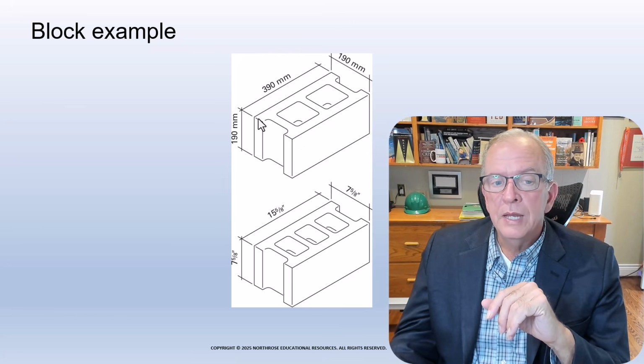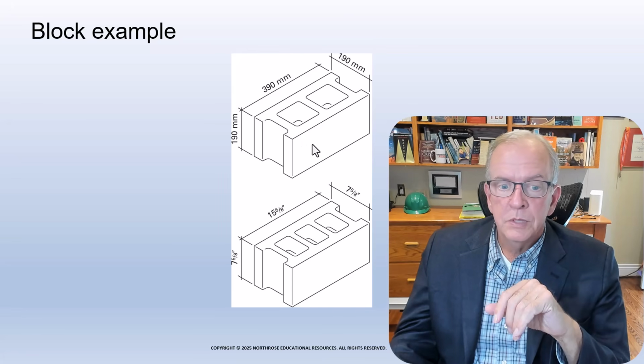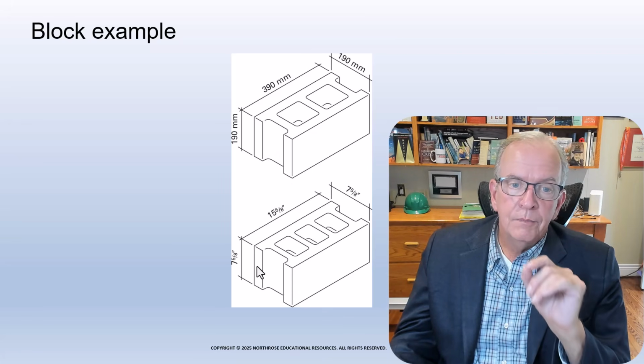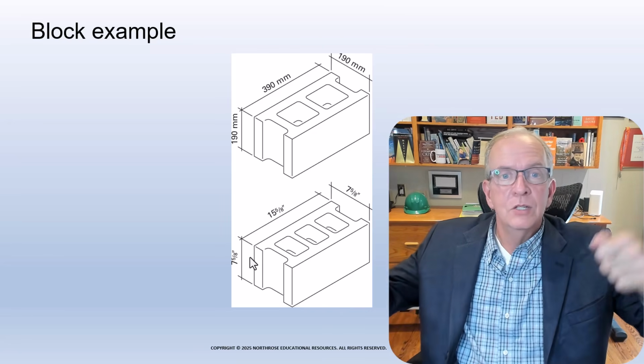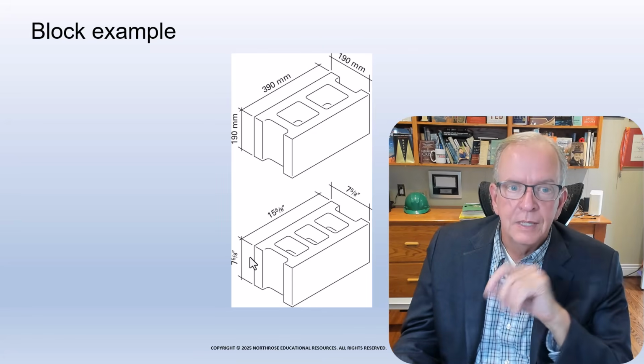So this is 190 millimeters. It'll lay to 200 millimeters. So it's close to this. 200 millimeters is not quite exactly the 8 inches. It's slightly less. And if you're a block layer and you're trying to match them up, they wouldn't match up. But it's just enough to make a difference.